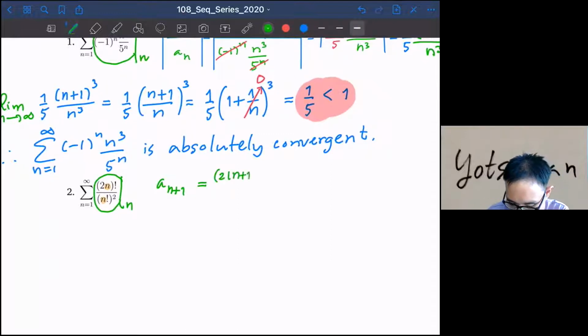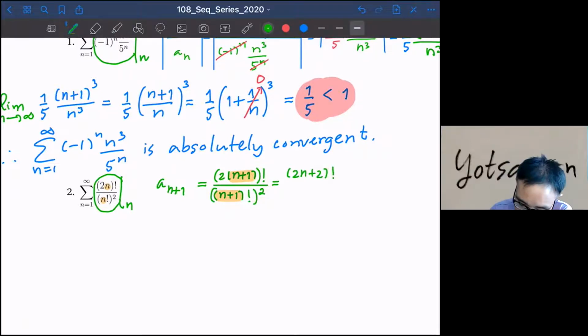So it's going to be (2n plus 1) factorial, and you have (n plus 1) factorial squared. So you see that you replace in two places here, one place, two places, and this one will be (2n plus 2) factorial over (n plus 1) factorial squared.